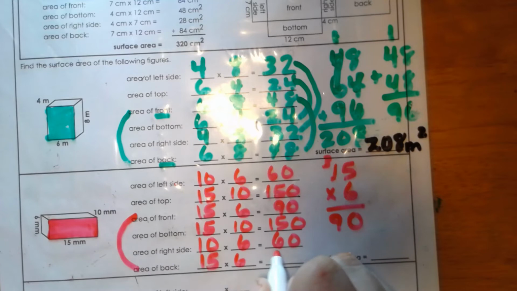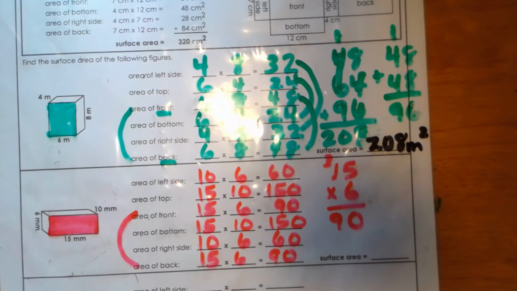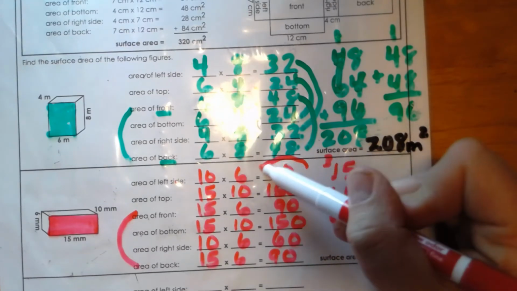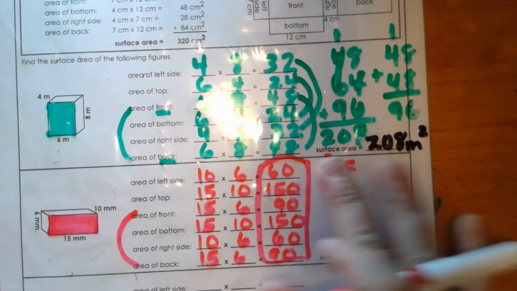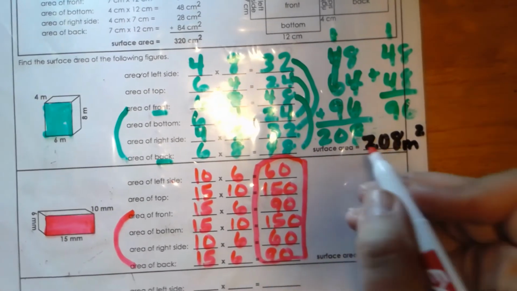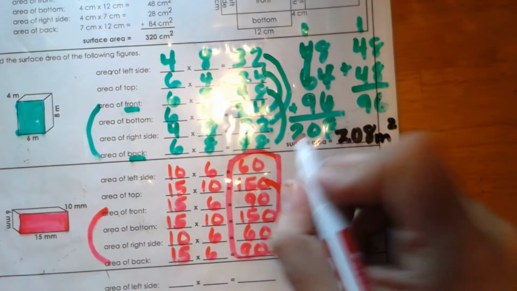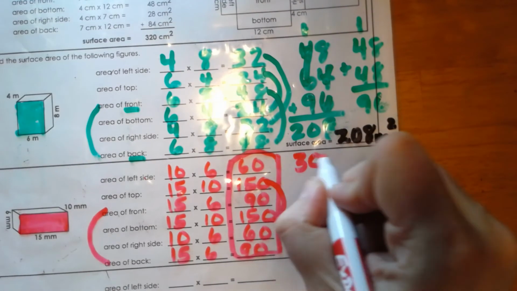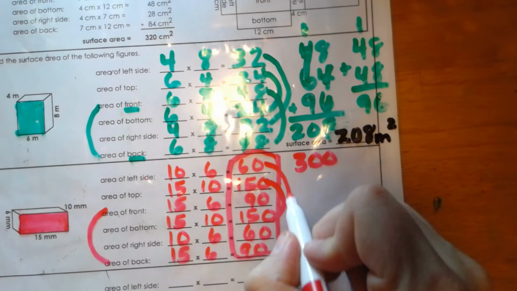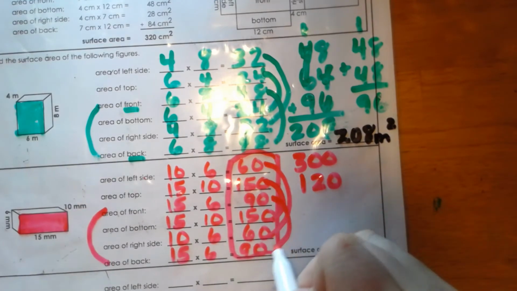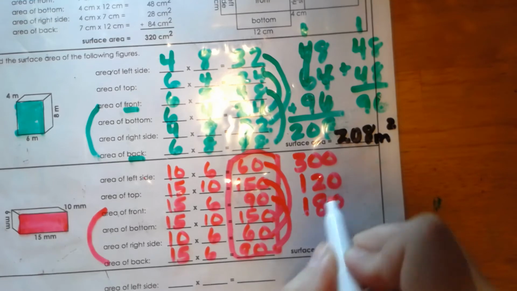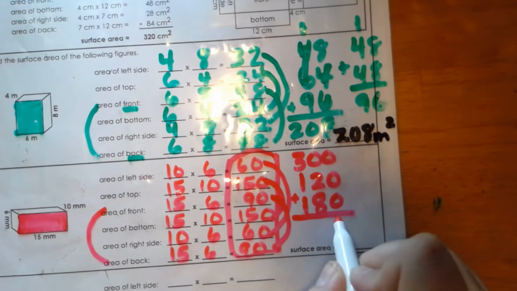15 times 6 is 90. And now we add all of these up to get our surface area. Give myself some room here. 150 and 150, 300. 60 plus 60, 120. 90 plus 90 is 180. Add all of those up.